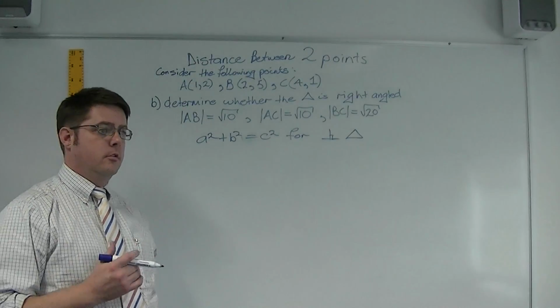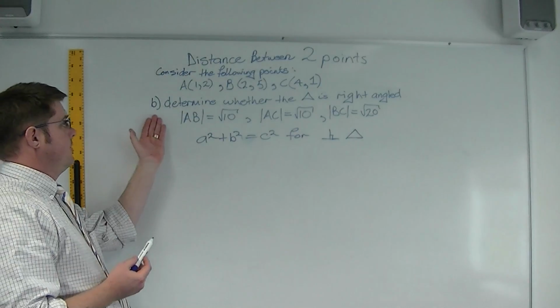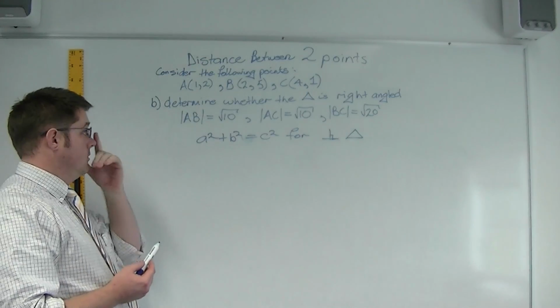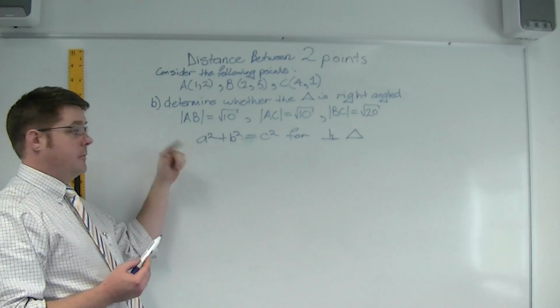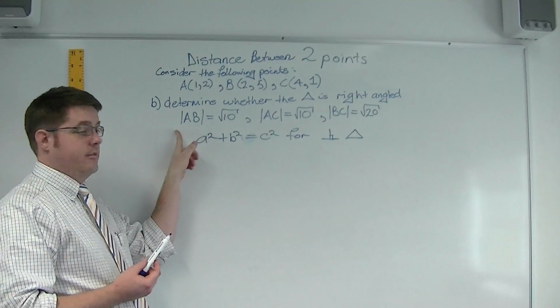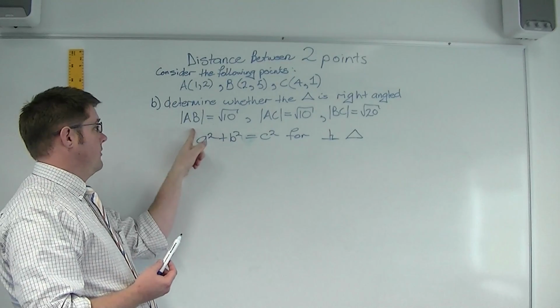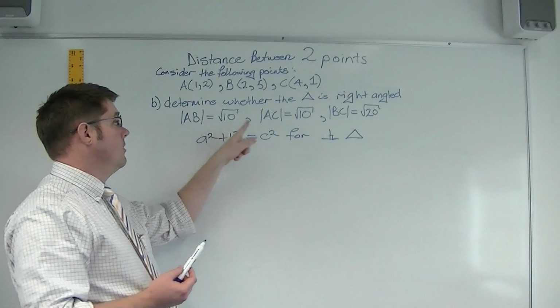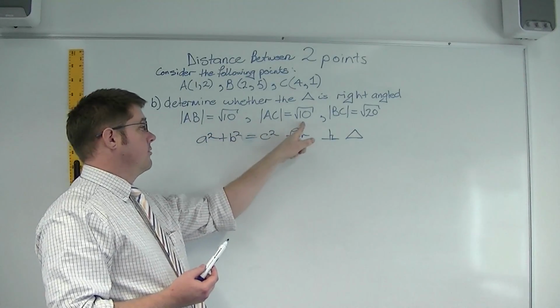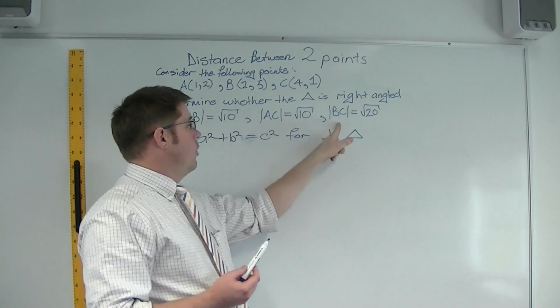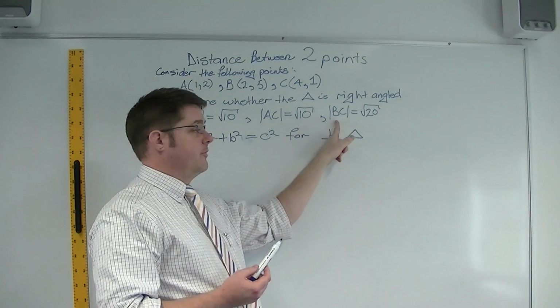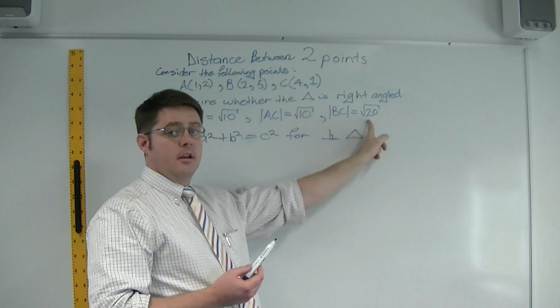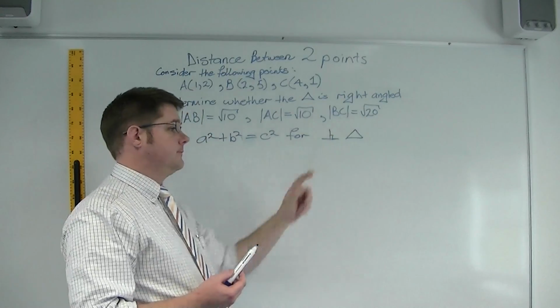So as we press on, the next question we're asked is to determine whether the triangle is right angled. Going back to our previous example, or the first half of the example rather, we've learned that side AB has length of square root of 10, side AC has length of square root of 10, and the longer side, which is side BC, has length of square root of 20.